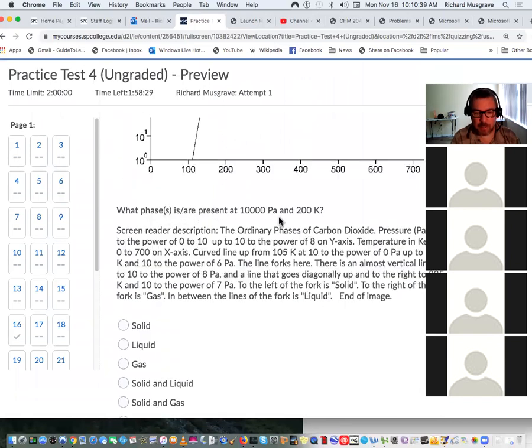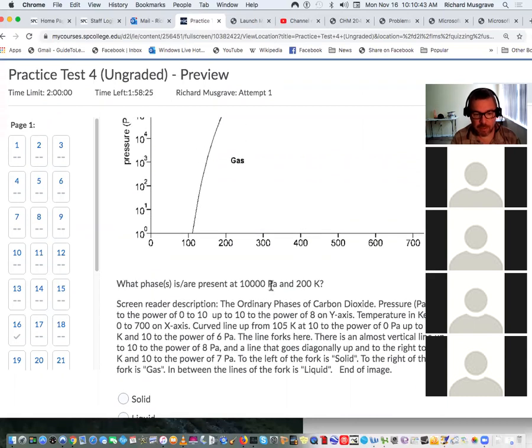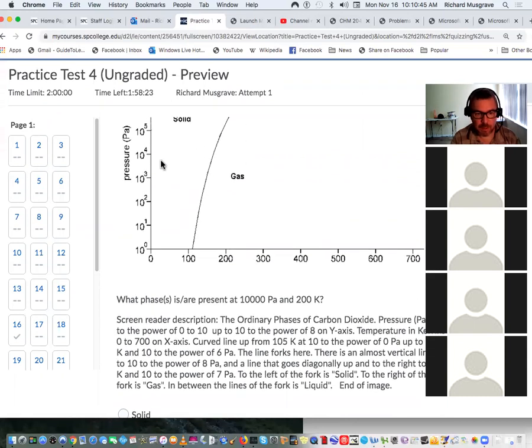What phases are present at 10,000 pascals and 200 Kelvin? 10,000 pascals, that would be 10 to the 4th pascals, and 200 K. And I'm hoping you can see that would be gas. That's where the cursor is. Any questions?